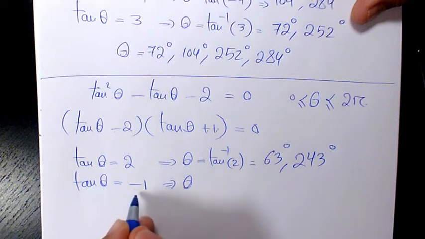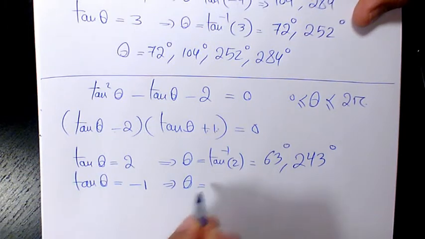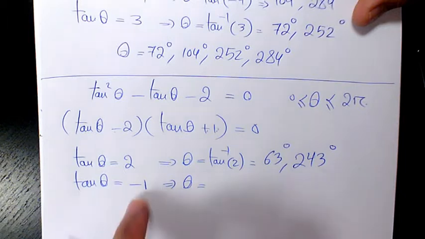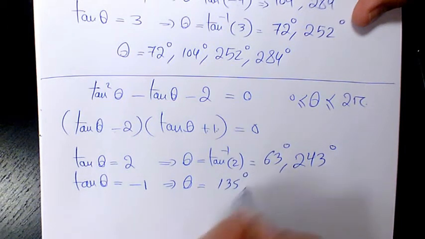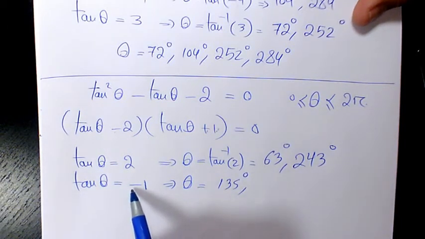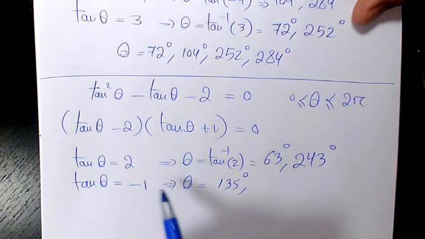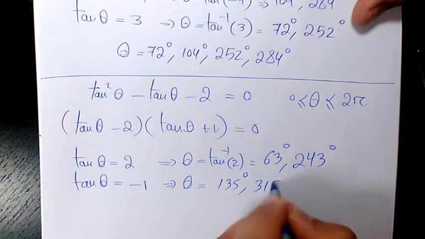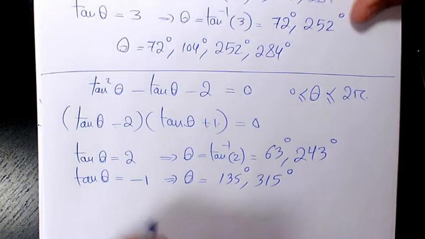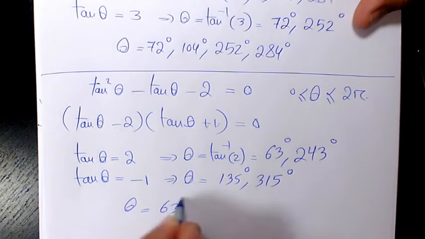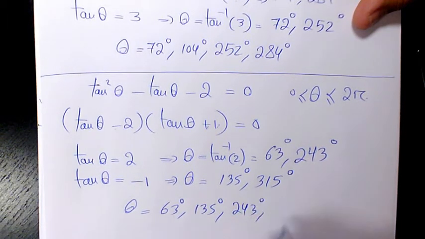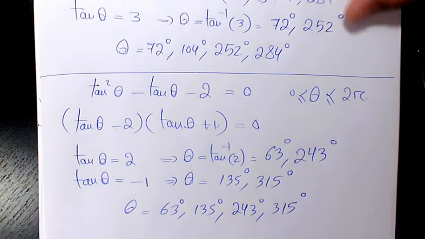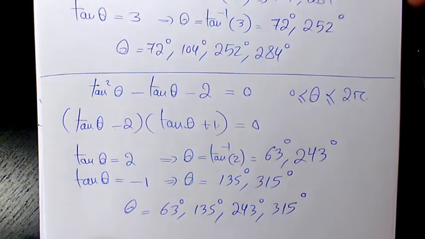Next one is when it is negative 1. We know tan 45 is positive 1, so 180 minus 45 is going to be 135. That's one answer, and the other answer is going to be in quadrant 4, which is 360 minus 45, which is 315. So the answers are 63 degrees, 135 degrees, 243 degrees, and 315 degrees. So these are going to be the four answers.